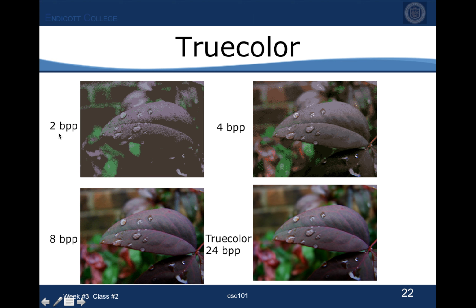2 bits per pixel, which is just 4 colors. Okay, kind of looks like that. 4 bits, which gives you 16 colors. 8 bits, which gives you 2 to the 8, which is 256 colors. I mean, that looks pretty good, but maybe in the background not perfect. In true color, 24 bits, which again is this insane 16 million different colors and shades and everything. I mean, wow, right? Totally clear.